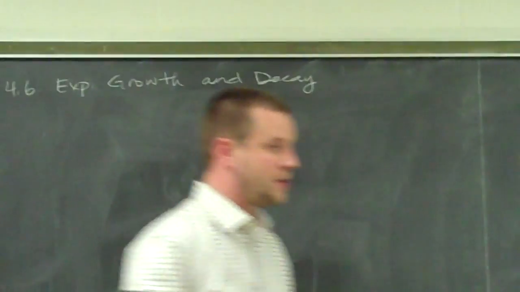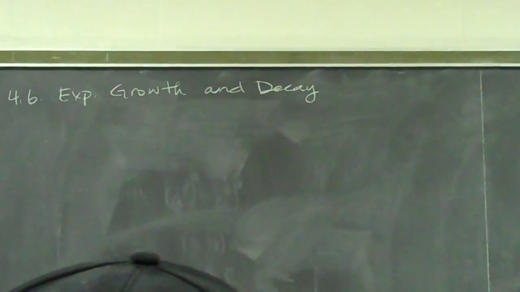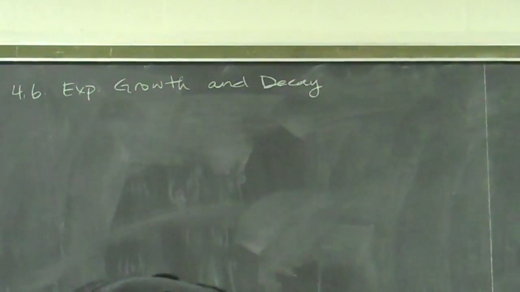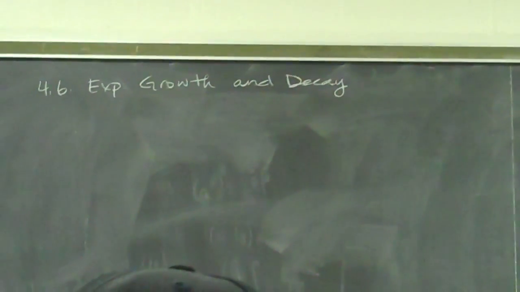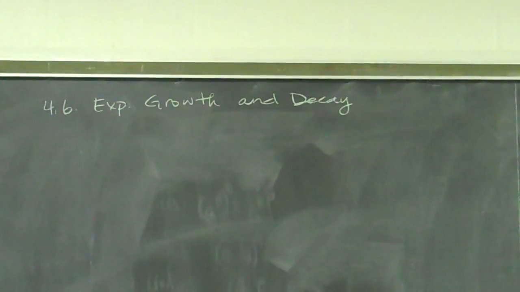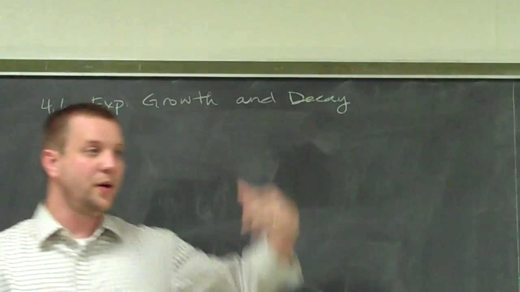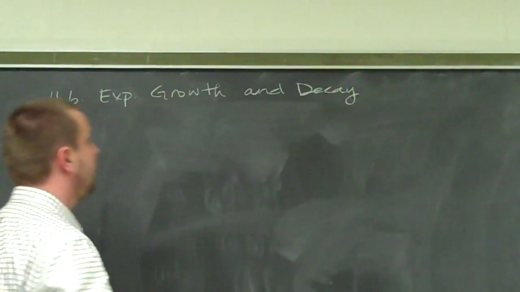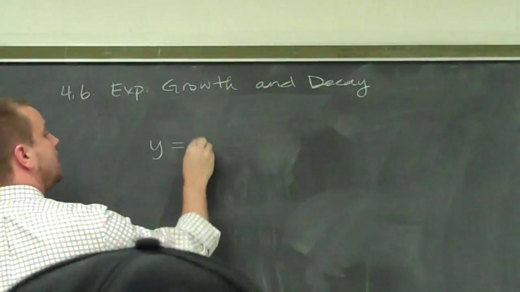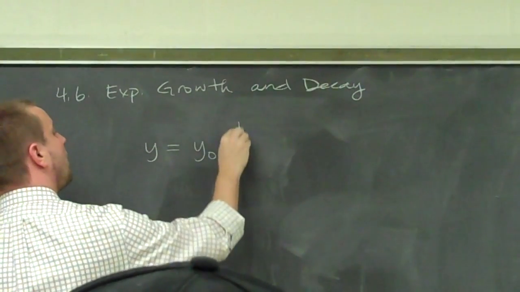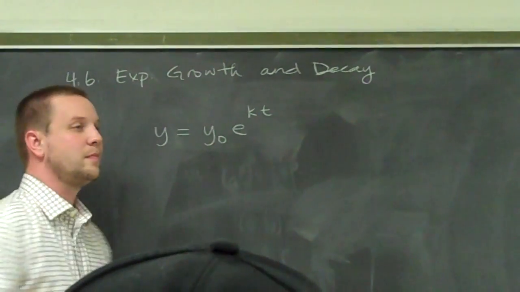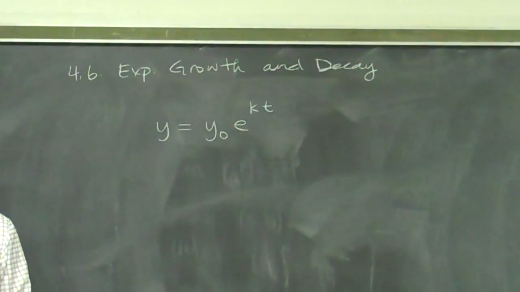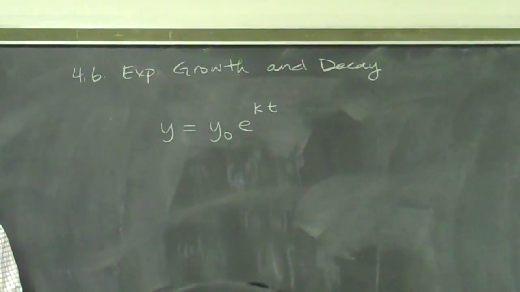But here we go. Our formula for something that is growing exponentially or decaying exponentially, either the population or the quantity is growing over time exponentially or it's declining exponentially over time, is something along these lines. And this is a formula I'll give you for the test. You don't have to memorize this. You just have to know how to use it.